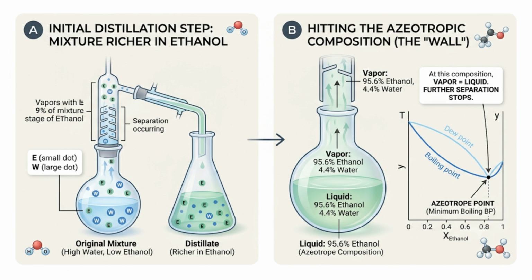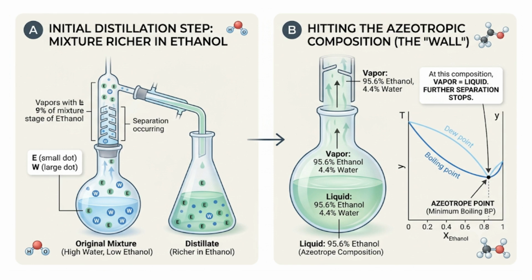We can keep repeating this condensation and reboiling process up the column. We can easily get to 50%, 70%, even 90% pure ethanol this way. But then we hit the azeotrope wall. When the solution composition reaches exactly 95.6% ethanol and 4.4% water, everything changes.